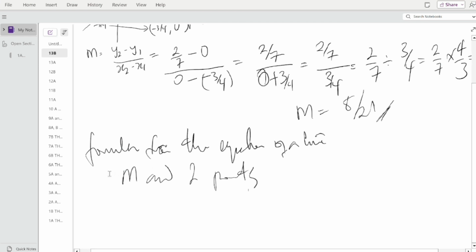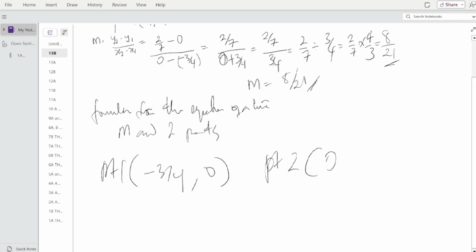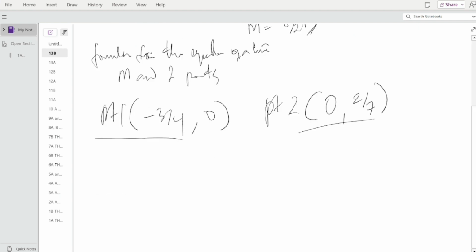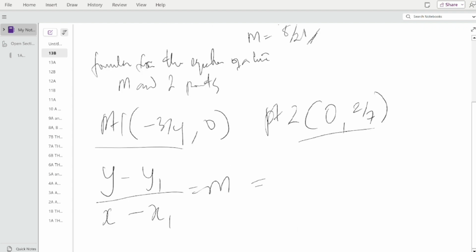But we need just the gradient and any of the 2 points to solve this question. Getting out our 2 points, for the first point we have -3/4, 0, and for the second point we have 0, 2/7. Using any of the points and the gradient, we can get our answer. So the formula says y minus y1, the y is unknown, and x, which is unknown, minus x1 equals m, our gradient. Then taking this particular first point, we will solve.